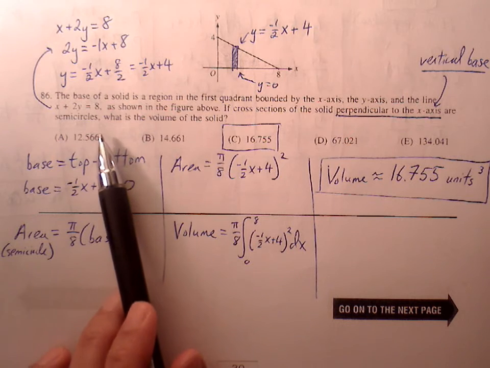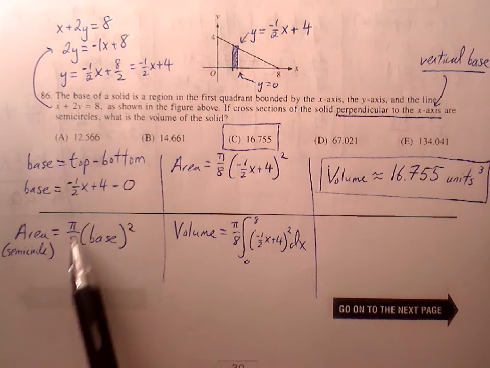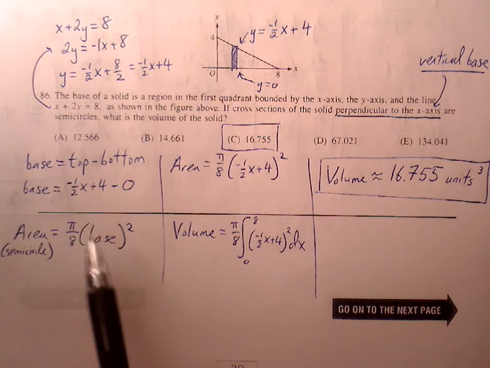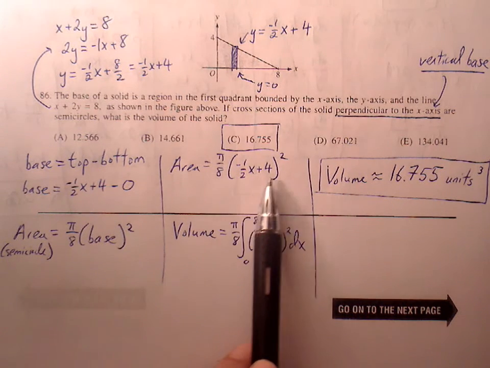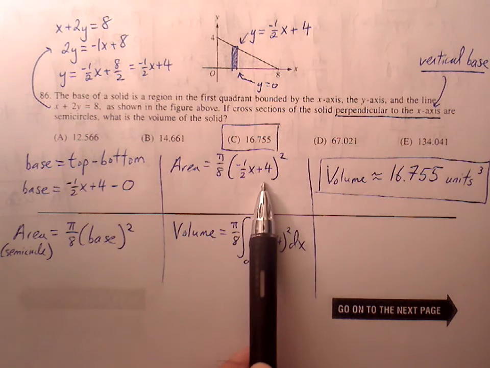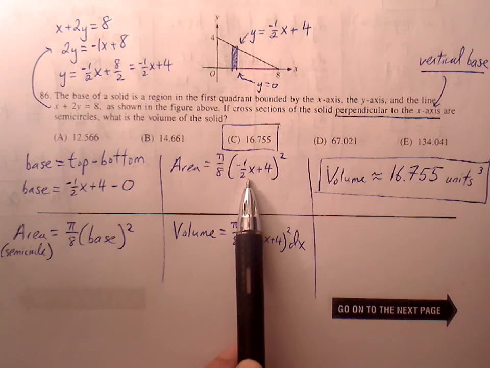Okay. We're trying to build semicircles on top of this base here. So semicircle formula is pi over 8 base squared. We just put that base expression in for our formula. So we get pi over 8, negative 1/2 x plus 4 squared. But this is not quite the answer here. This only gives us a two-dimensional value. We want to find the volume, so we need a third dimension.